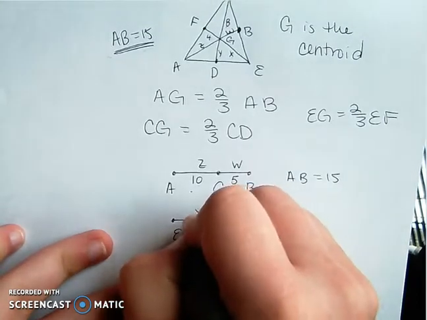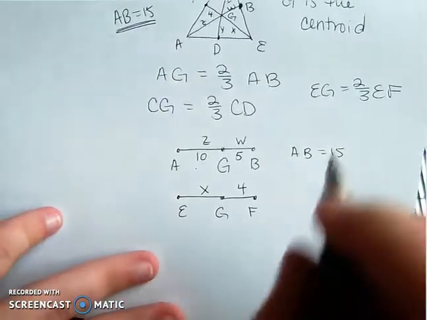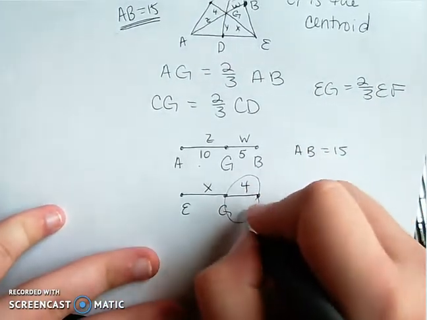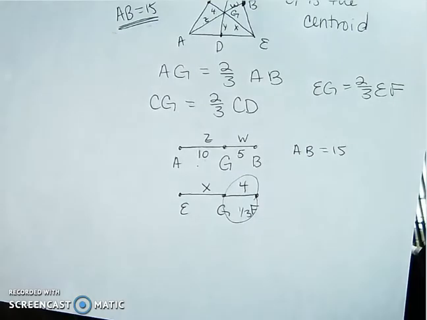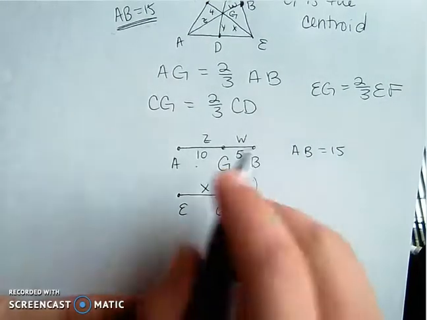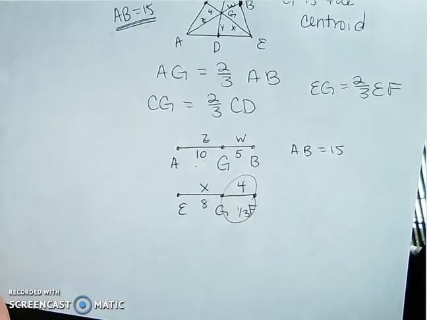I know this is X and this is 4. This piece is 1/3 of the whole thing because EG is 2/3. That just means that X has to be 8 because 2/3 is twice as big as 1/3.